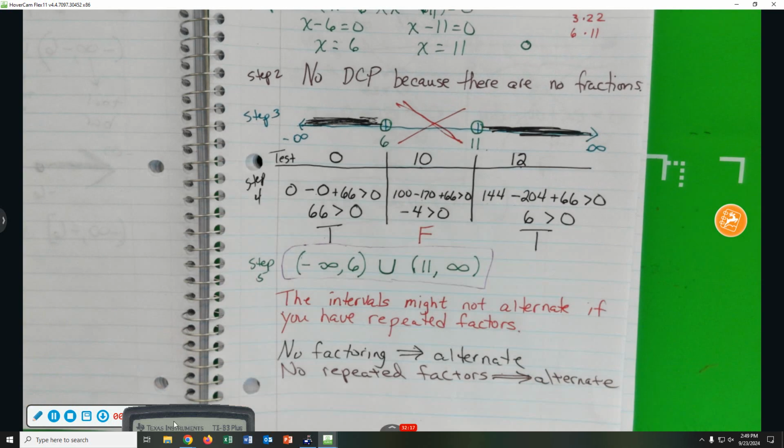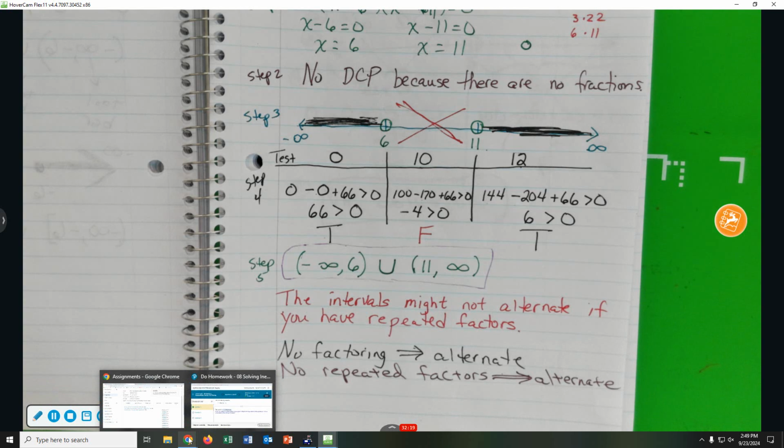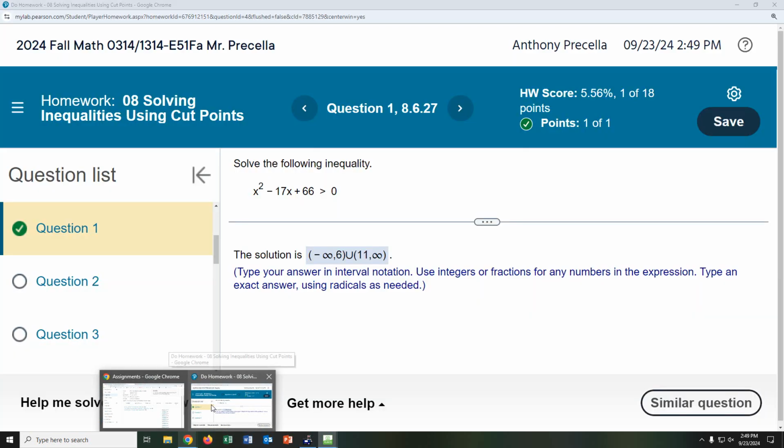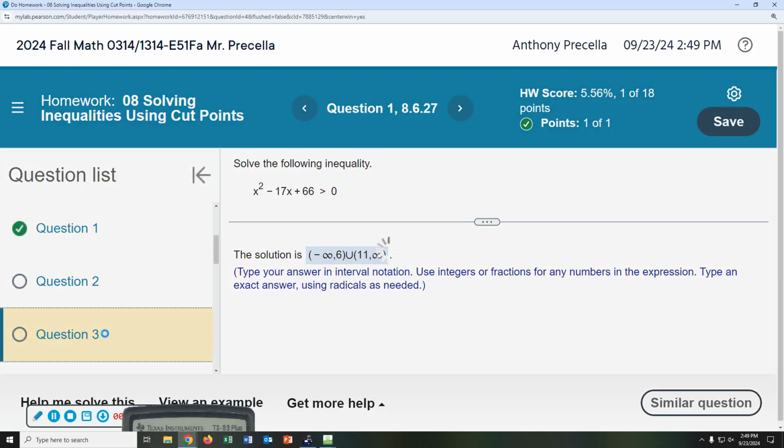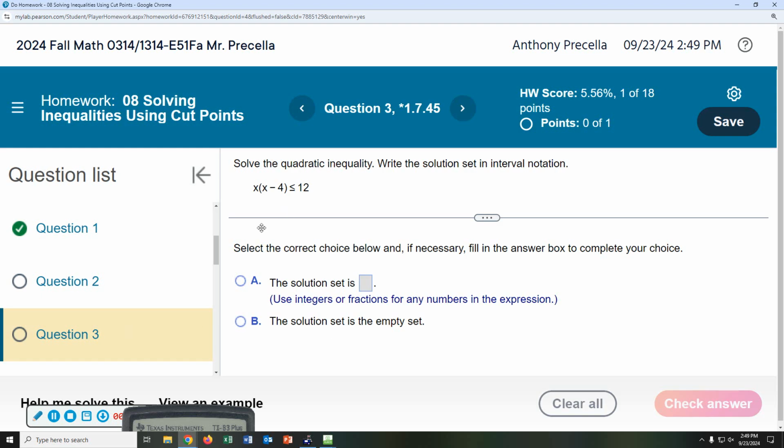And you say, well, how is that going to save me work? What's the next one we're going to do, Tony? Problem 3. Okay, let's do problem number 3. X times x minus 4 is less than or equal to 12.